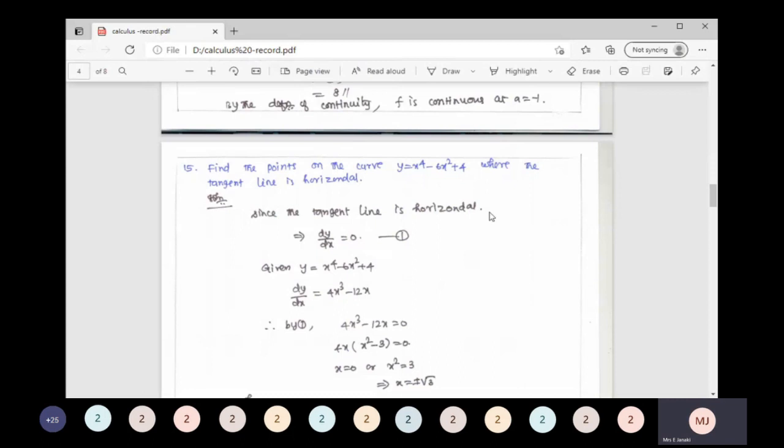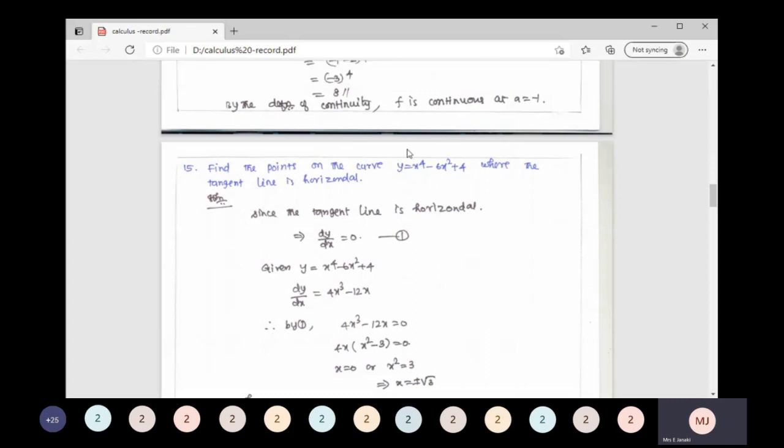For this curve, the tangent is horizontal, which means the slope is equal to 0, that is m equals 0. So dy by dx is equal to 0. This is the given condition. Using this condition, we have to calculate the points.